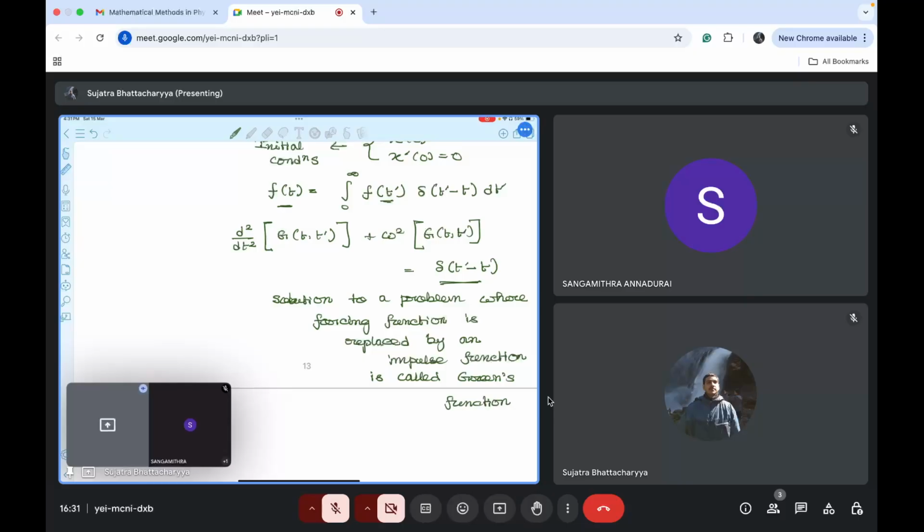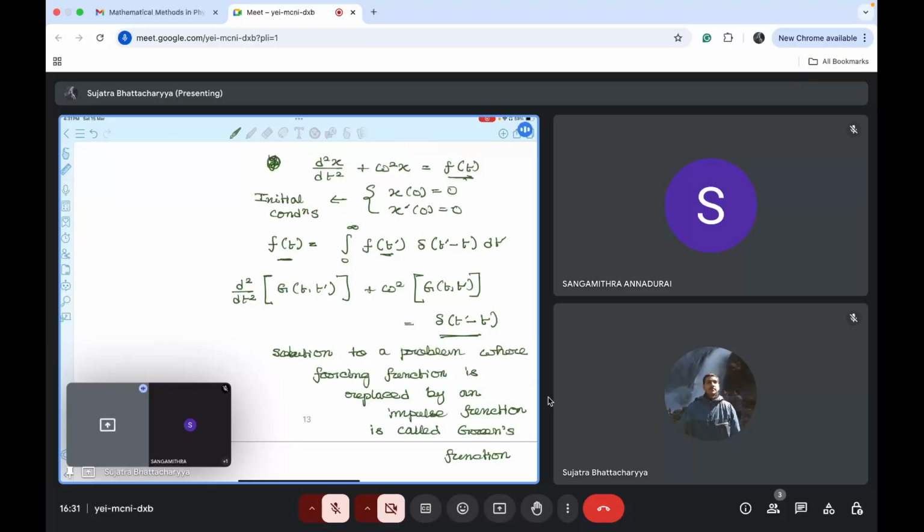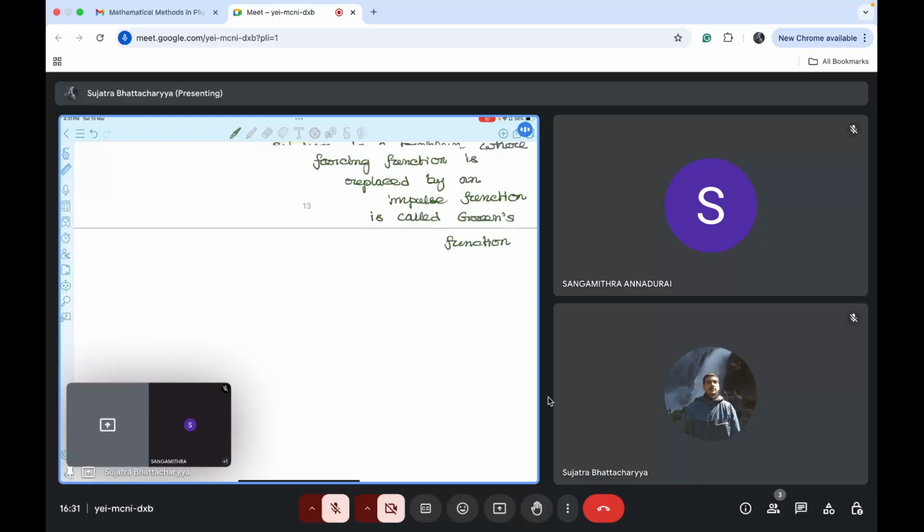So what is being done from this step to this step is that in the right hand side, the forcing function has been replaced by only a Dirac delta function. Corresponding changes are reflected in the x. That corresponding change and its solution is the Green's function. So how do we define it? The x of t can be written as the integral from 0 to infinity of g, the Green's function, of t comma t dash, times f of t dash dt dash. This is how the x of t is defined.